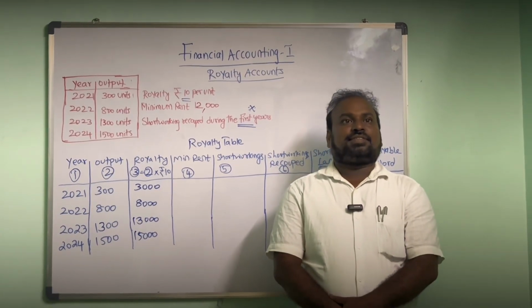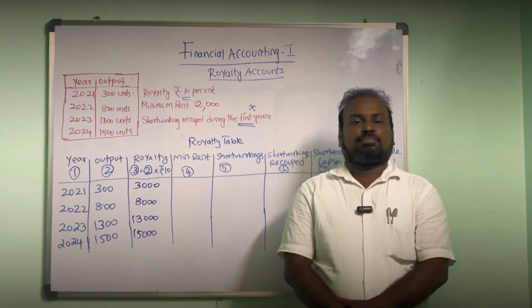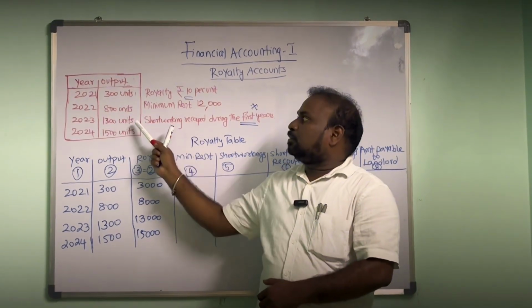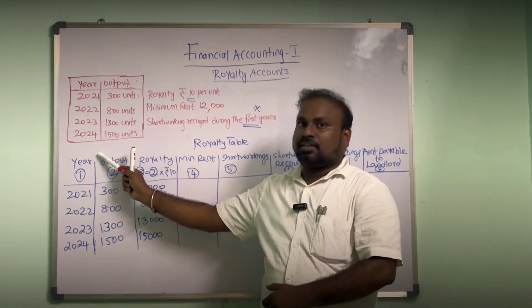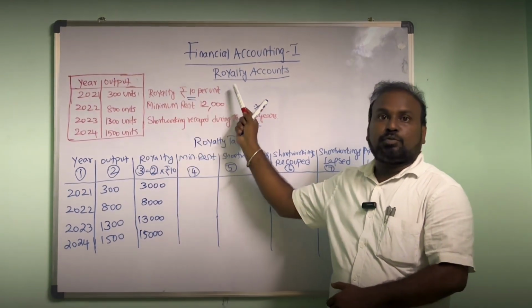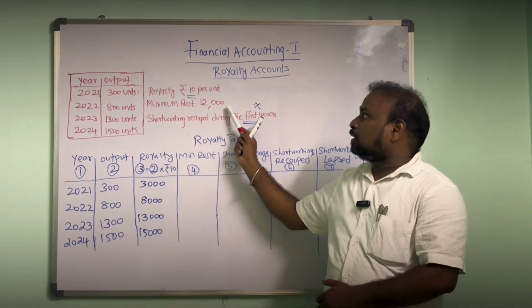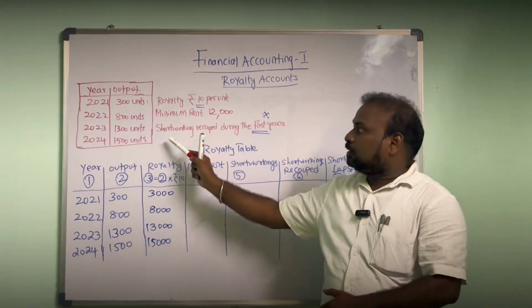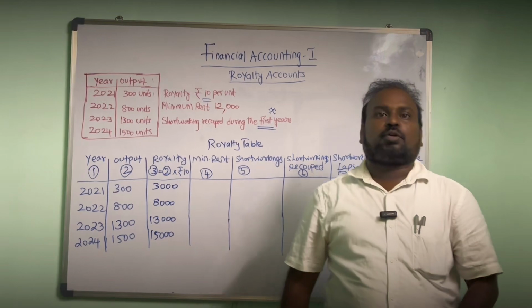Dear students, in this video we are going to see another problem in the chapter royalty accounts. The information is given to you: year and output for 4 years is given, royalty is 10 per unit, minimum rent is 12,000, and short working is recouped during the first 3 years. With this information you are supposed to prepare a royalty table.